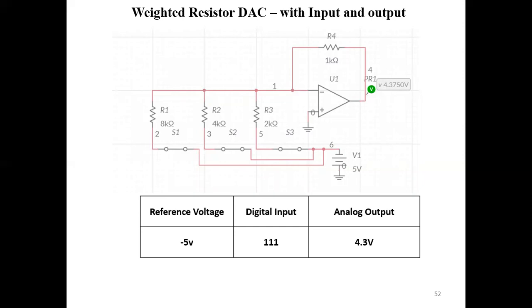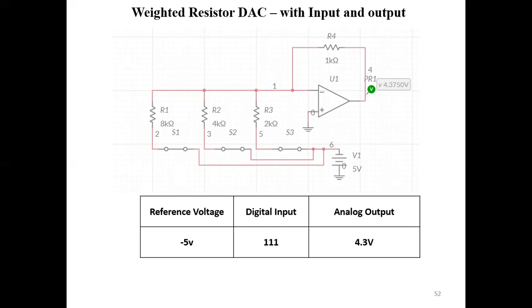These are the simulations of the weighted resistor DAC. In this condition, we are giving 3 inputs to the DAC. If all the inputs are 1, the output will be 4.3. Here you may have a doubt: why is the output 4.3 volt? We are giving 5 volt as a reference, but we get 4.3. This is because of voltage saturation. Because we give a 5 volt reference, the output will be 4.5 or 4.4 or 4.3 like that in real-time conditions.